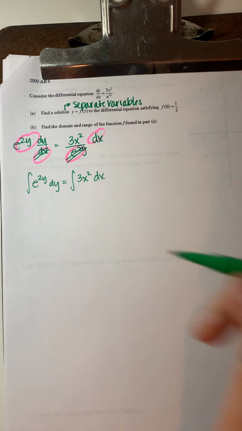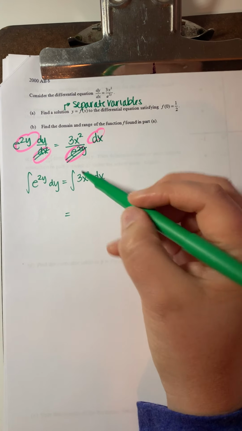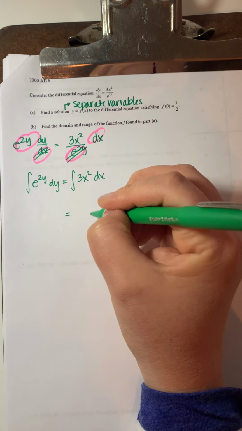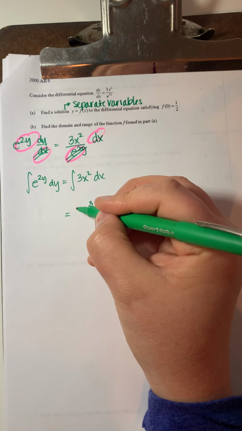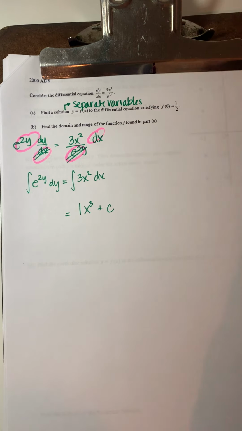Okay, my right side is easy. Nice little power rule here. So I'm going to add 1 to x squared and turn it into x to the 3. Then I divide that 3 with this 3. Now it's a 1 in the front plus c.